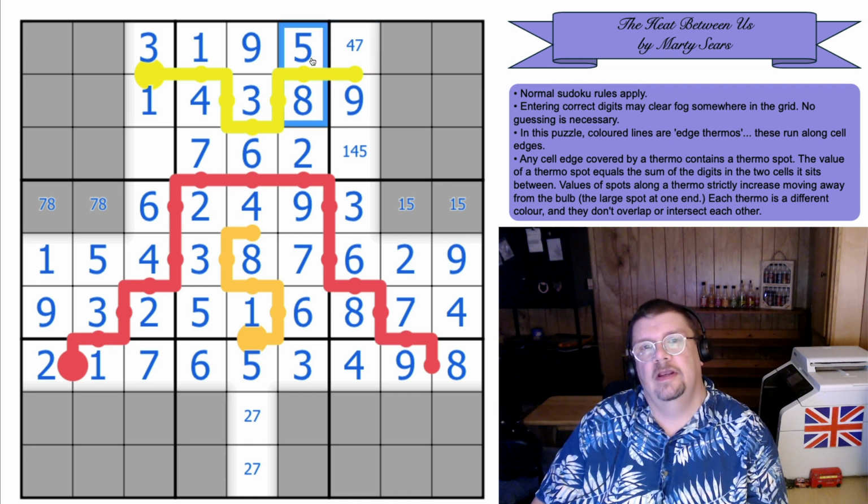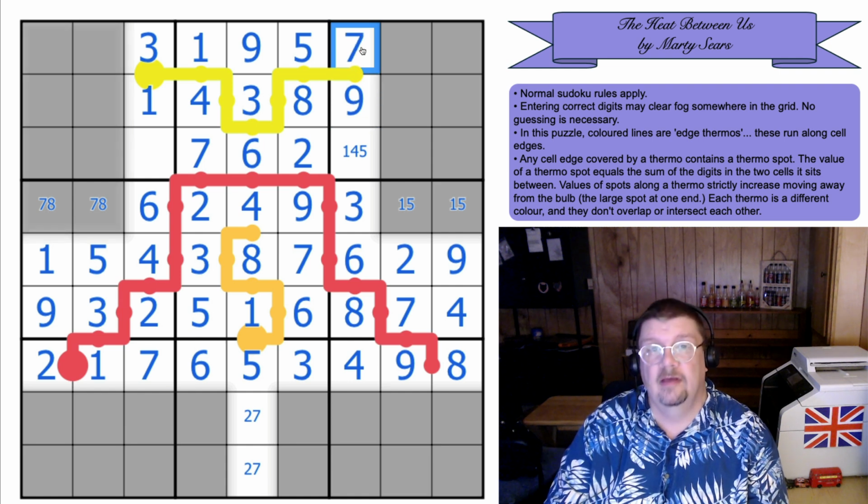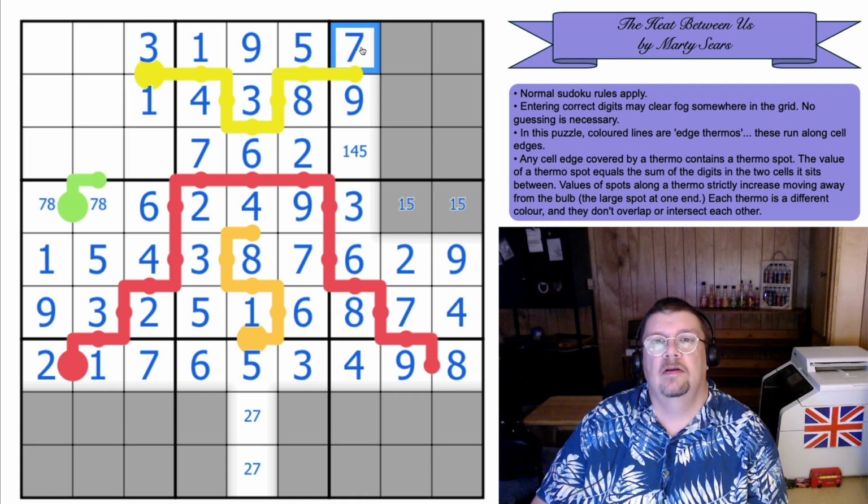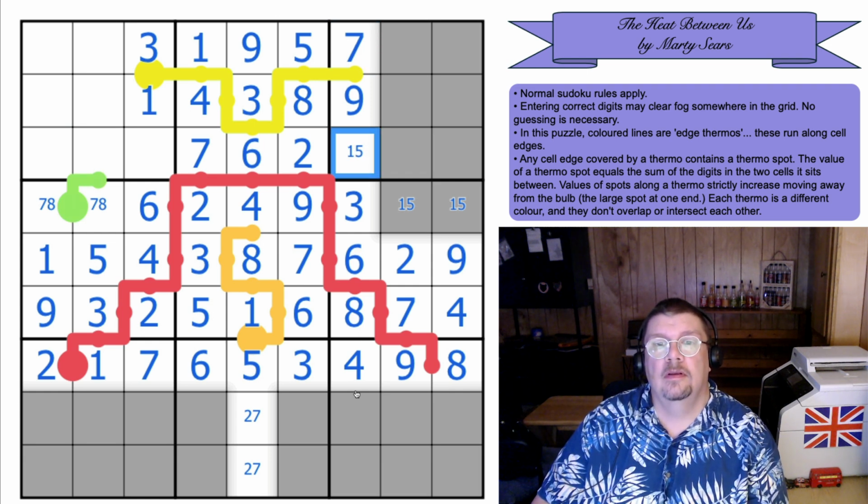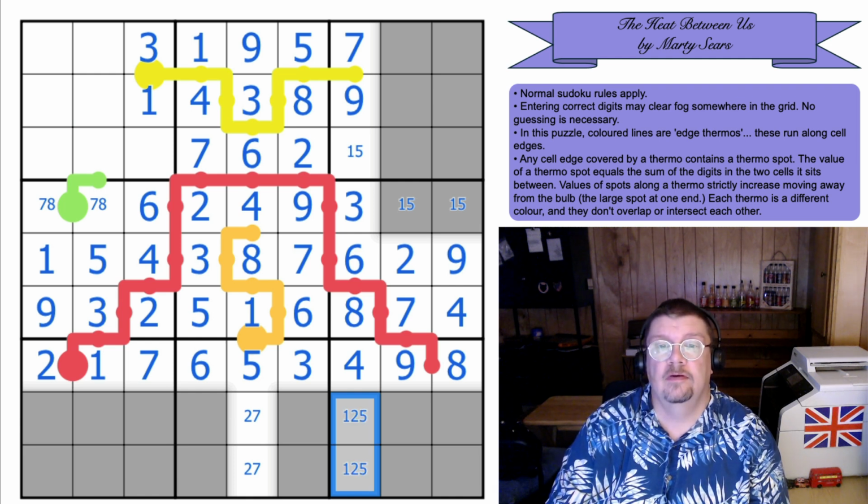This is now 13. So this can't be 9 and 4 because that's also 13, but it must increase, so it has to be a 7. Ooh, look at that. That's not a 4. This is 1, 2, and 5.